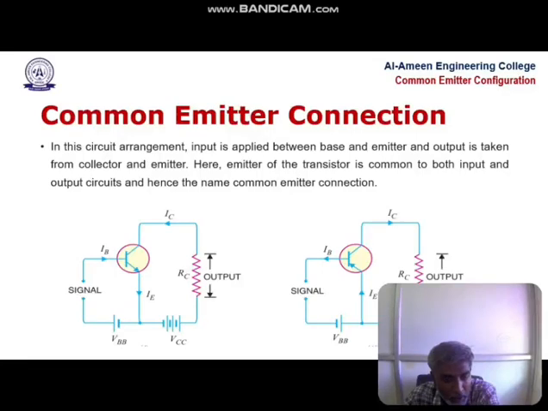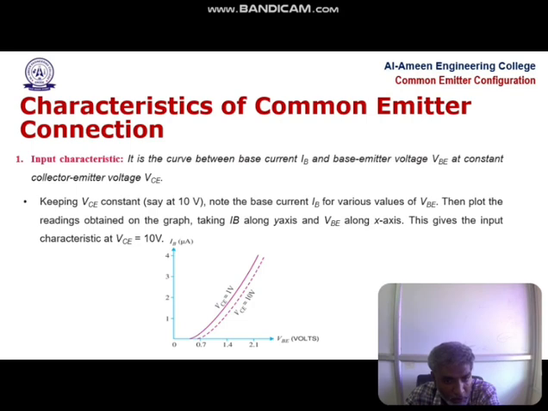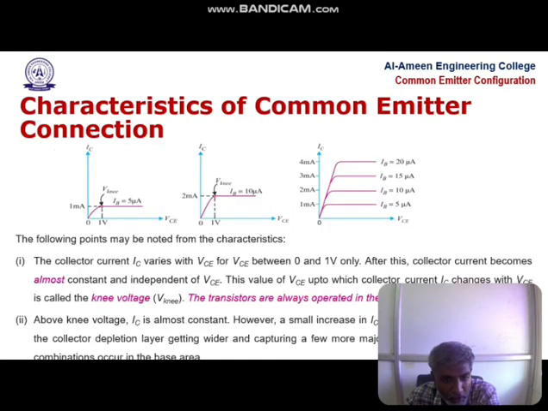Once again, I am recalling all those things. In the common emitter configuration, we are going to see the input characteristics and the output characteristics. In the input characteristics, we measure the base current and the base emitter voltage by keeping the collector emitter voltage constant. And in the output characteristics, we measure the collector current and the collector emitter voltage by keeping the base current constant. So this is the common emitter configuration.